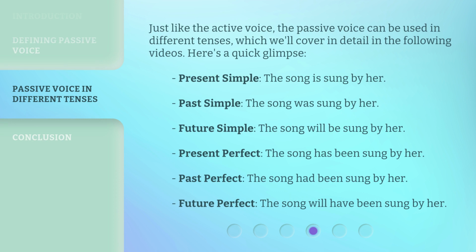Just like the active voice, the passive voice can be used in different tenses, which we'll cover in detail in the following videos. Here's a quick glimpse. Present simple: the song is sung by her. Past simple: the song was sung by her. Future simple: the song will be sung by her. Present perfect: the song has been sung by her. Past perfect: the song had been sung by her. Future perfect: the song will have been sung by her.